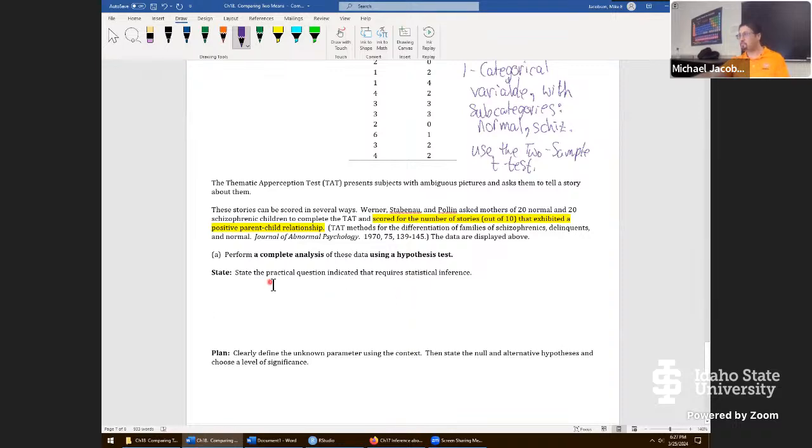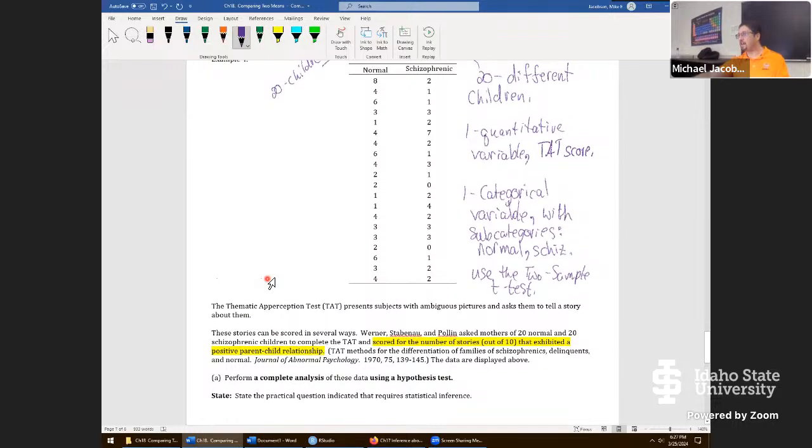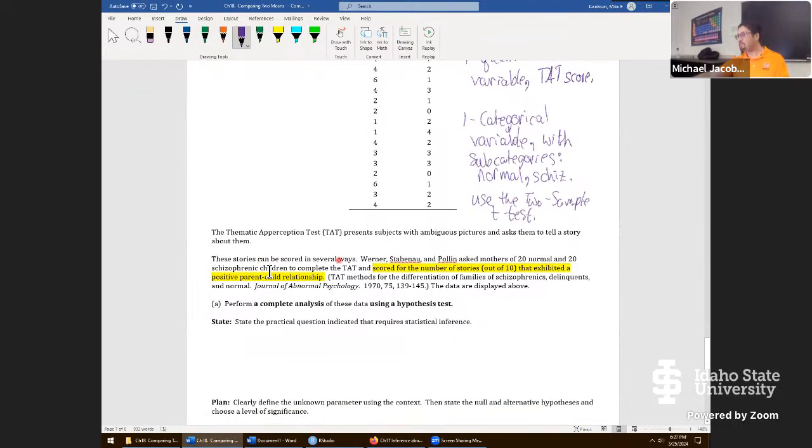First thing we're going to do is just state the question that's implied by all these data. It seems to have a lot to do with the positive parent-child relationship through the TAT test. And we have normal children, schizophrenic children. Any volunteers for an overall question that we could put down here?